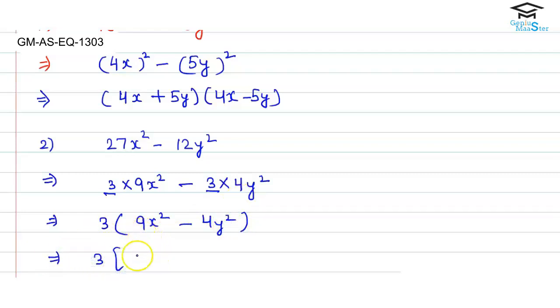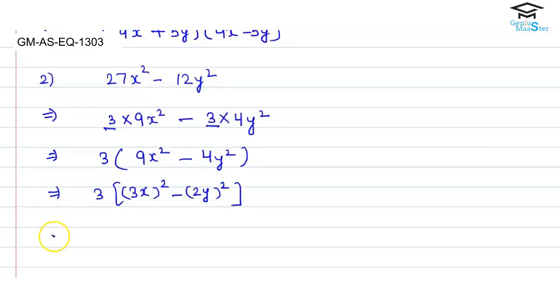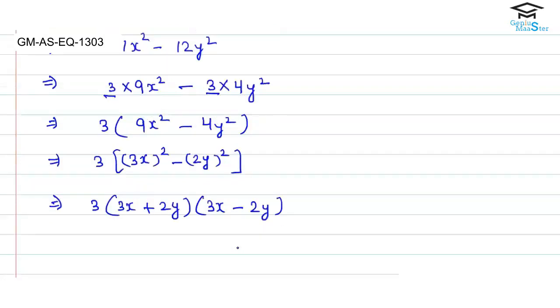Now 9 is the square of 3, so we can write it as 3x whole square minus 4 is the square of 2. So we can write as 2y whole square. Close the bracket. Now here again we will use the algebraic identity, that is a square minus b square. And we will further factorize it as a plus b times a minus b. This means now we can write it as 3x plus 2y times 3x minus 2y. So these will be the factors of this given expression.